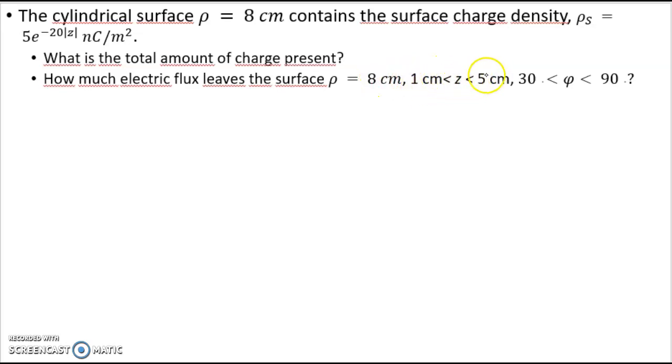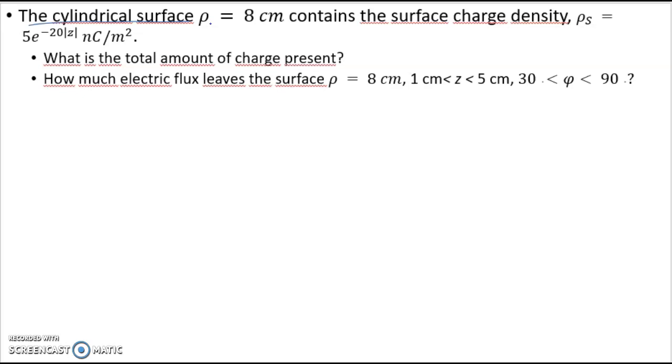And we're given a z distance of 1 centimeter to 5 centimeters, and the value of phi, the one that goes all the way around, goes from 30 degrees to 90 degrees. One of the main things to do with this kind of problem is to identify the geometry we're working with. Here, it's very clear: we're working with a cylindrical surface. Two things to note. We're not told the orientation of the cylindrical surface, and we're not told the length of the cylindrical surface.